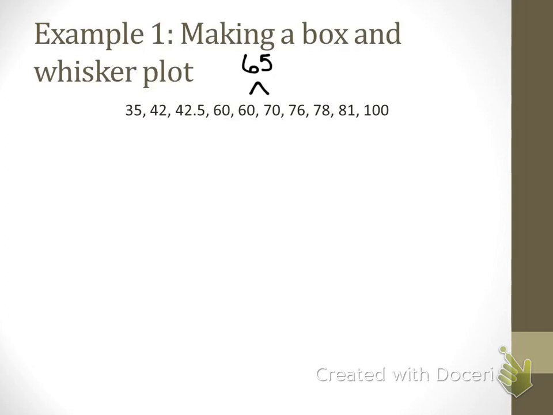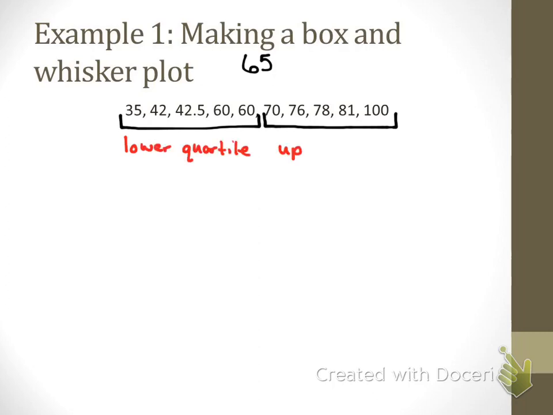So now all the numbers below 65 are my lower quartile. And all the numbers above 65 are my upper quartile. My lower quartile and my upper quartile. So now you need to find the median of your lower and upper quartiles. So go ahead and do that. Okay, so what's the median of your lower quartile? 42.5. What's the median of your upper quartile?